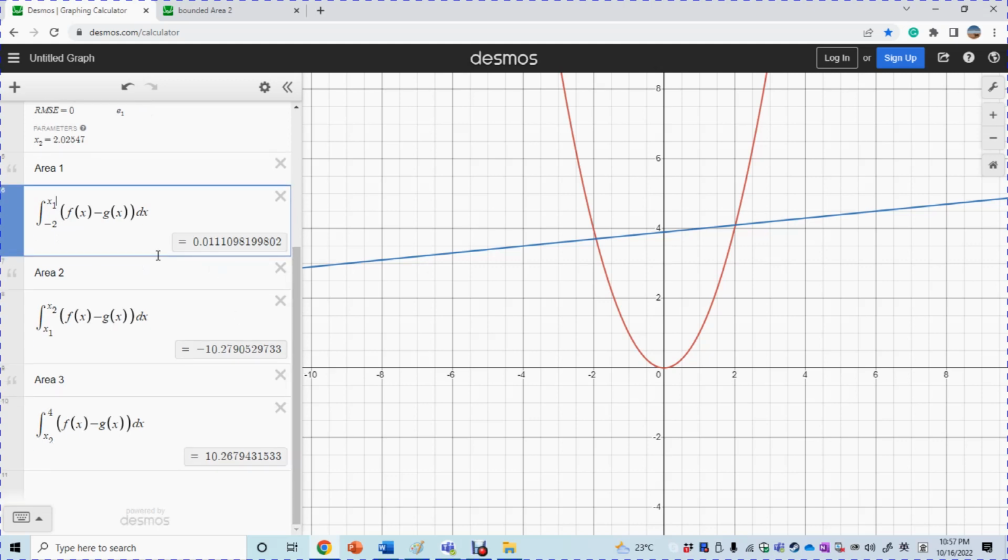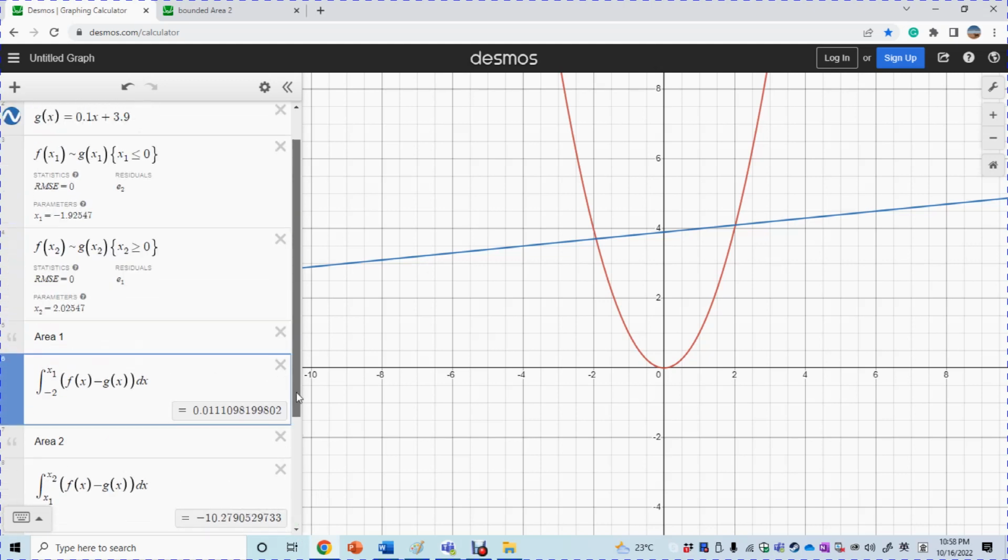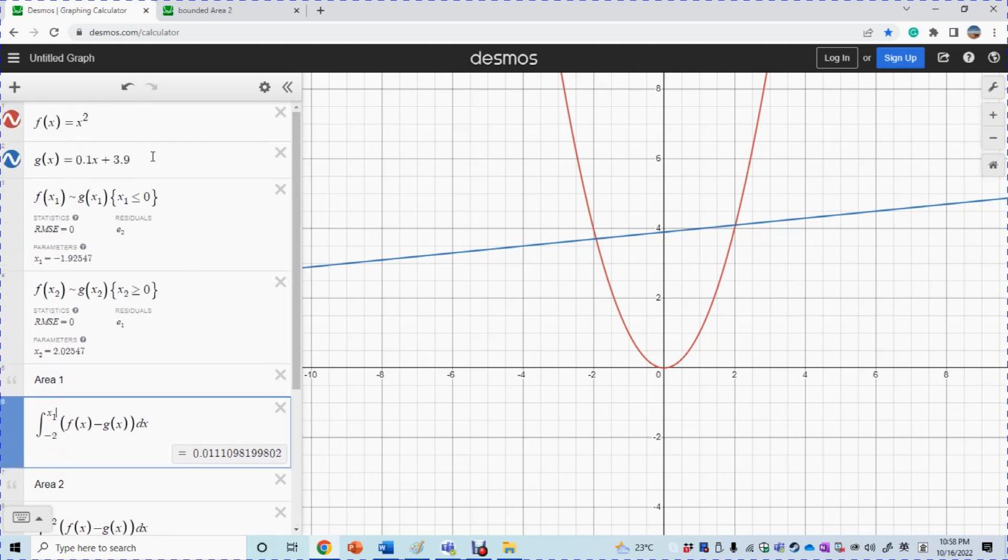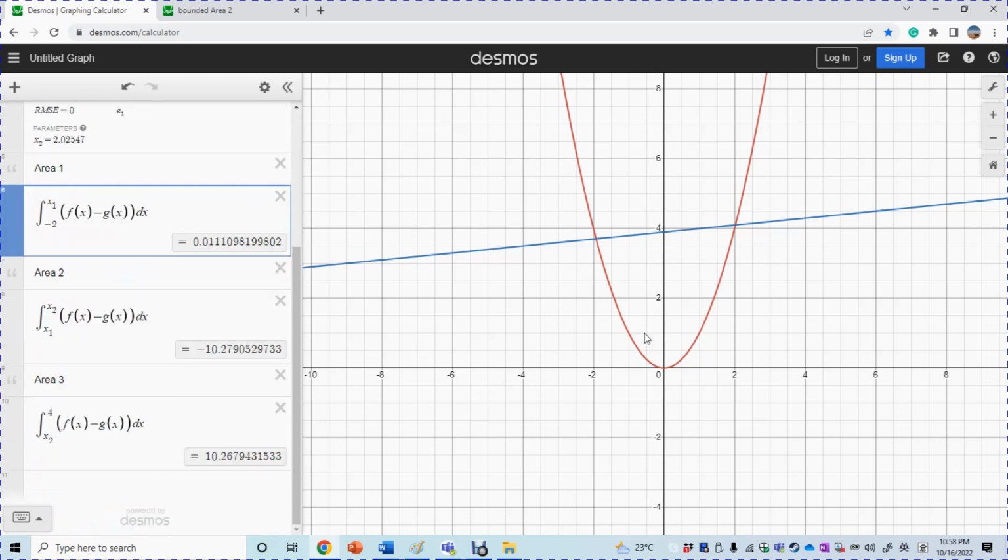Right now you can see the three areas. When you add up area 1 and area 3, you will see the sum equals the positive value of area 2. That means they will cancel out. That's what we should have, because the equation you've got here guarantees the three areas will cancel out.